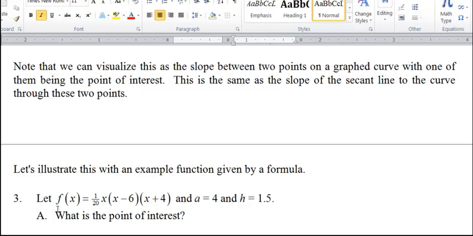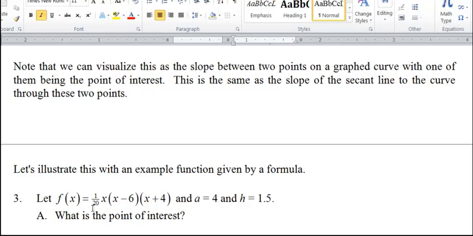So if we let f of x be given by this formula, 1/20th x times x minus 6 times x plus 4, let a be 4 and h is 1.5, what is the point of interest we're talking about? Okay, press pause, work this out, and then come back. Okay, the point of interest is when you let x be a.